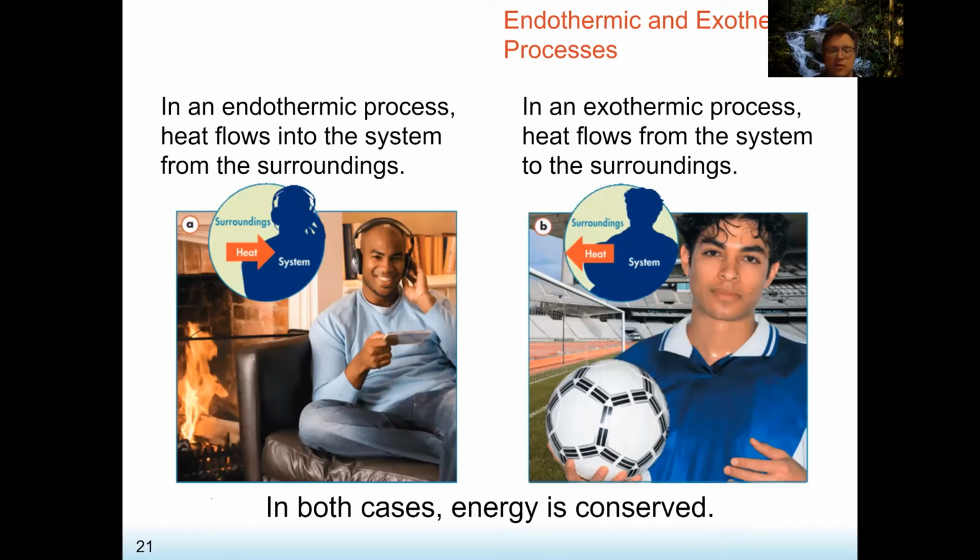Here's a way to think about these two processes. In both these cases, the system are the people in the photographs. The one on the left is showing somebody relaxing by a fire and being warmed up by it. So heat from the fire is flowing into the person. This is an endothermic change. On the right side, we have someone who's just been working out and is releasing heat out of himself into the surrounding air. So that's an exothermic process.